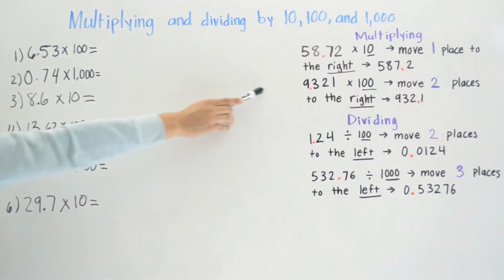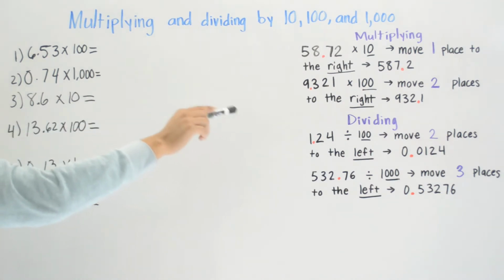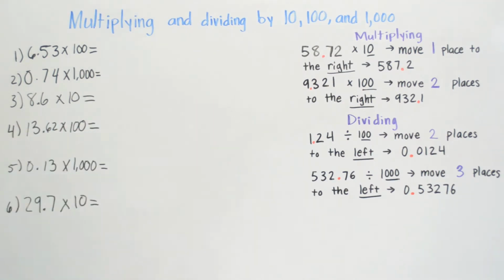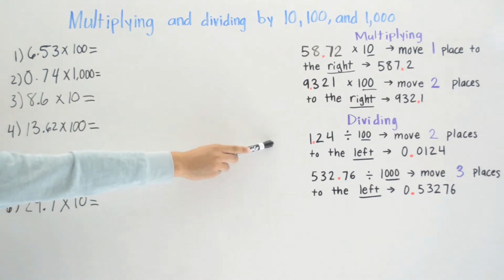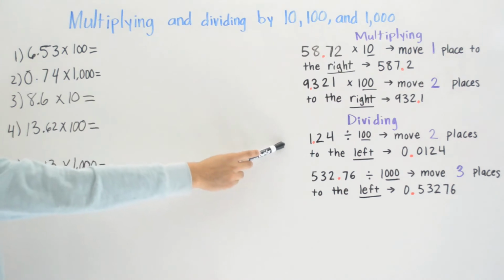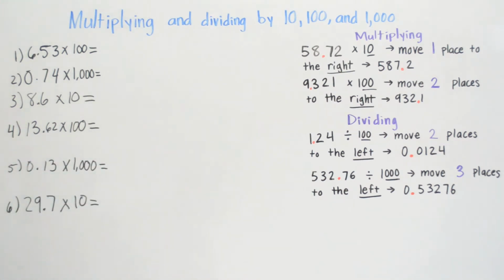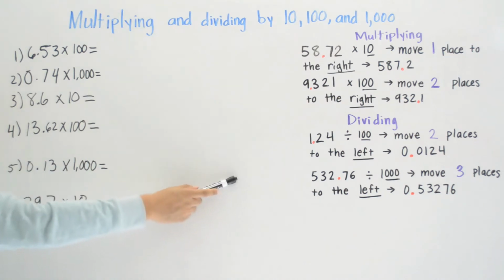If you're multiplying it by 100, you're moving your decimal to your right by 2 places. And for your thousand, it's going to be the same thing. You're going to move your decimal to the right, but instead of moving it 2 times, you're going to move it 3 times. Okay? And for dividing, it's going to be the opposite. When you're dividing by 100, you're going to move it to the left 2 times. And when you're dividing it by 1,000, you're going to move it to the left 3 times.